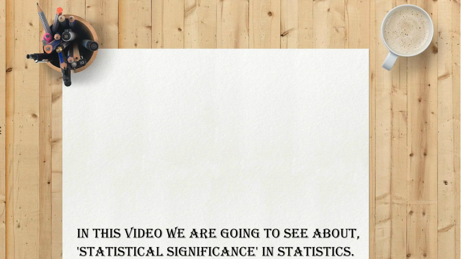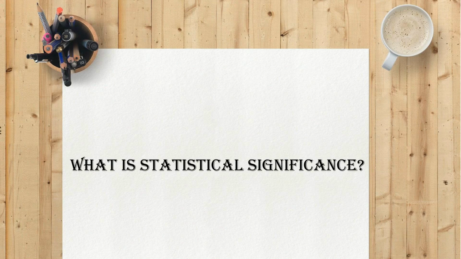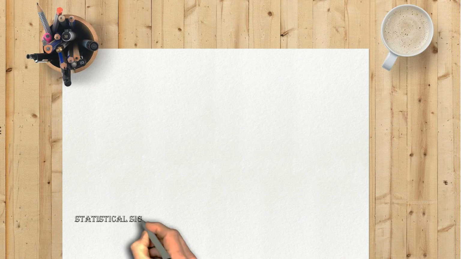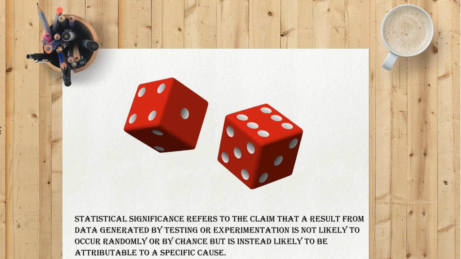In this video, we are going to see about statistical significance in statistics. What is statistical significance? Statistical significance refers to the claim that a result from data generated by testing or experimentation is not likely to occur randomly or by chance, but is instead likely to be attributable to a specific cause.